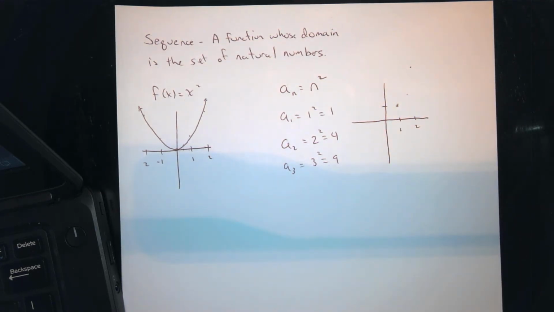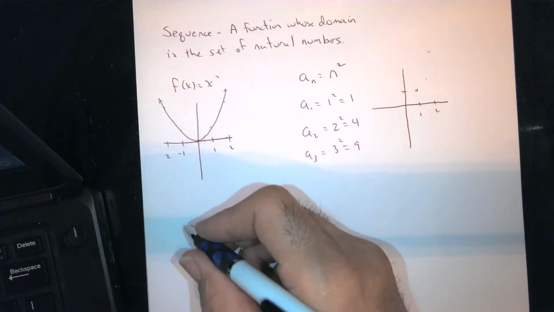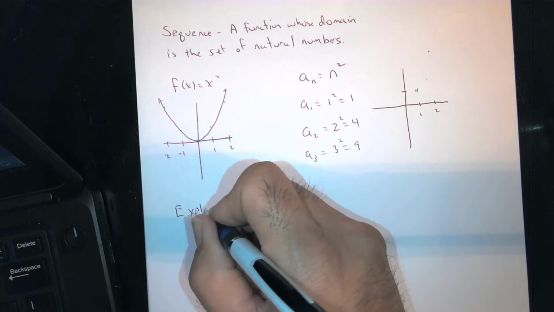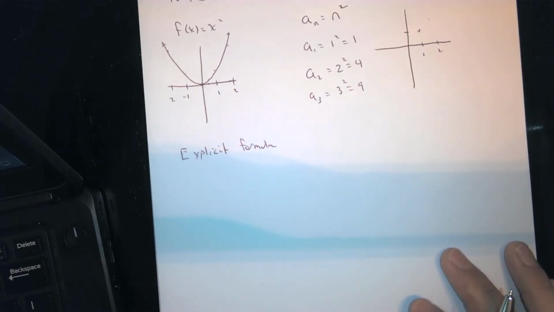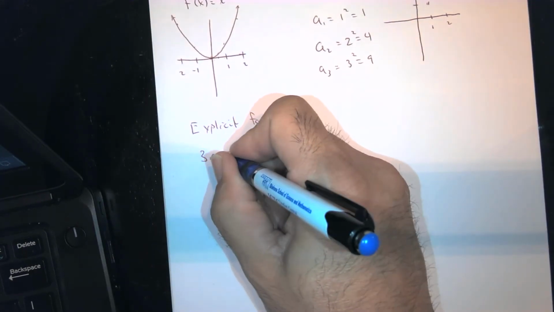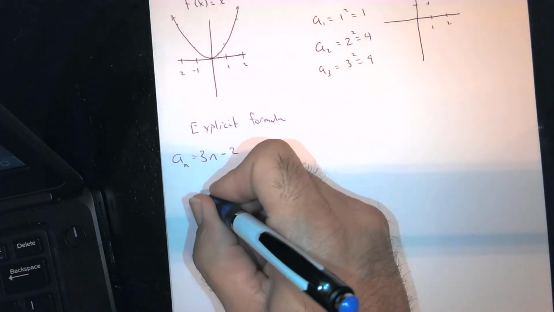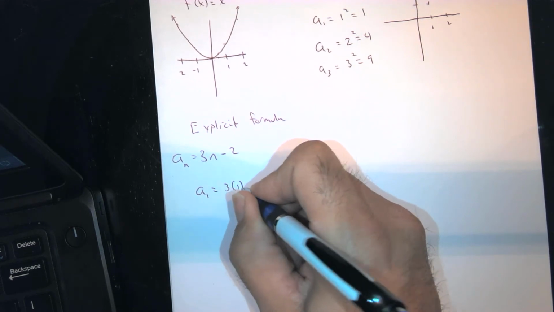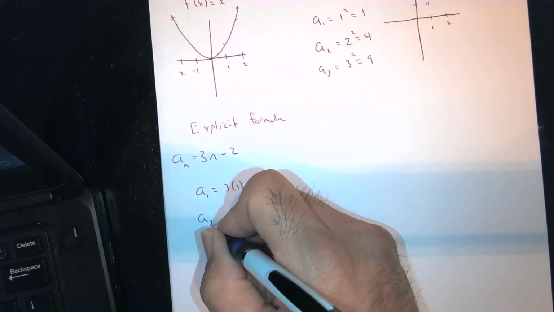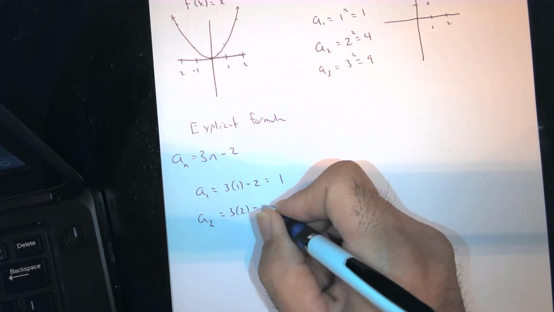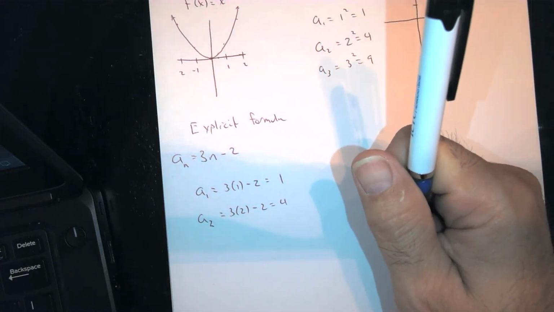Now let's take a look at when it's in this form here, what is known as an explicit formula. Let's say we had 3n minus 2, and we'll call this a sub n. So a sub 1 is going to be 3 times 1 minus 2, which is 1. a sub 2 is going to be 3 times 2 minus 2, which is 4. And hopefully you guys kind of get the idea of what's going on.